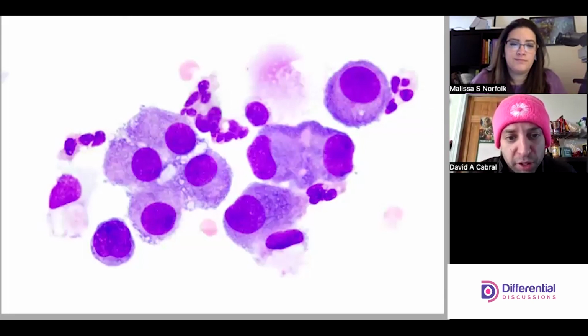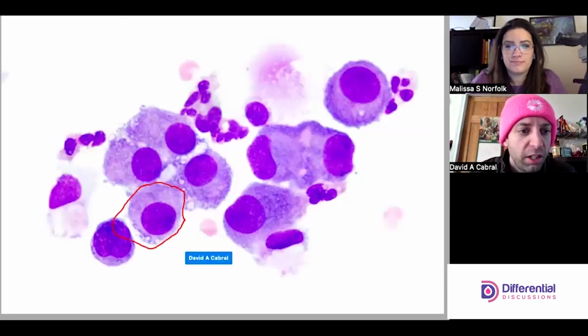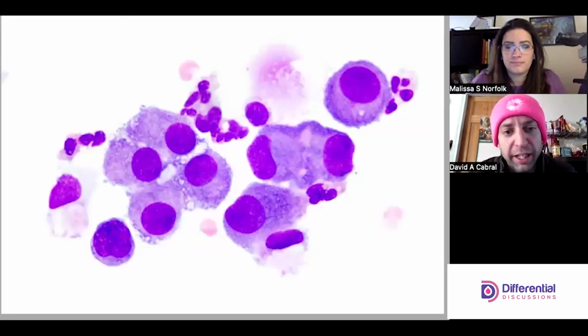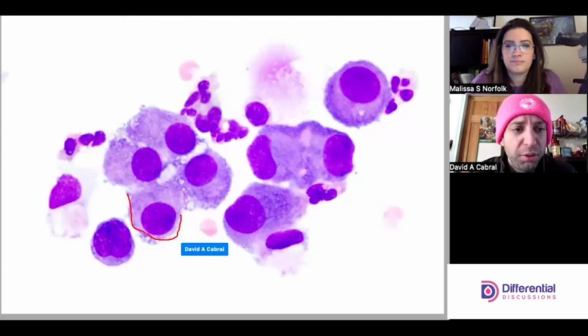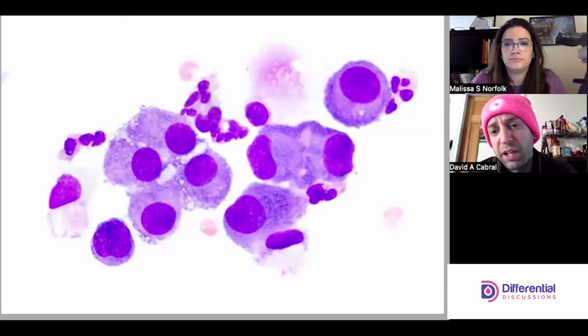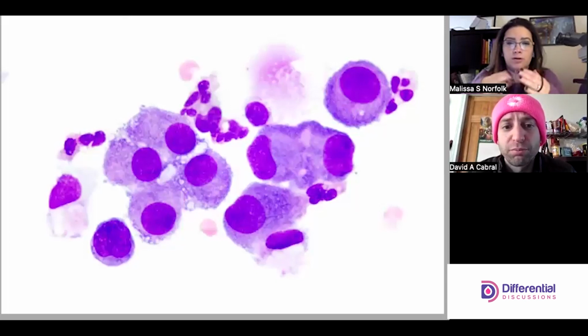Some other trickier calls, like this is probably one of the maybe a little bit closer to looking like a possible plasma cell, but again, it fails the perinuclear halo check. It's got a rough kind of outline to it, which is more consistent with a tissue cell than it is with plasma cells.